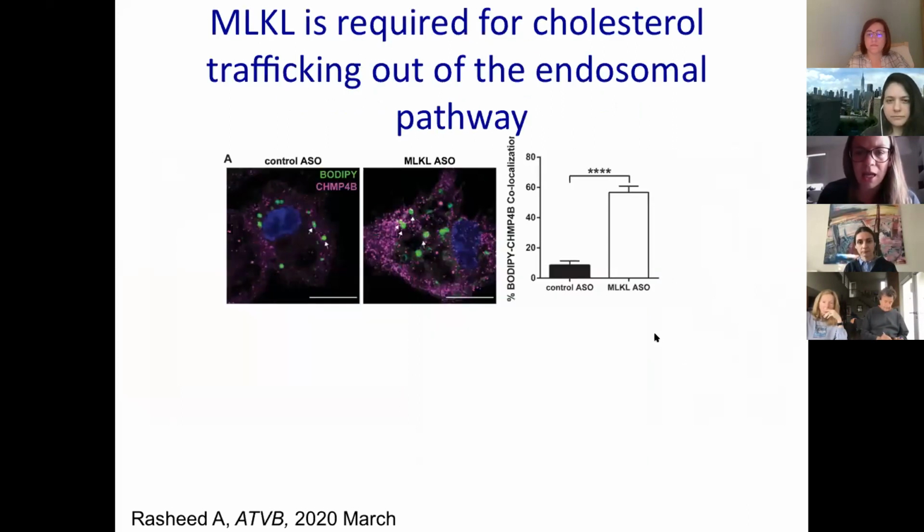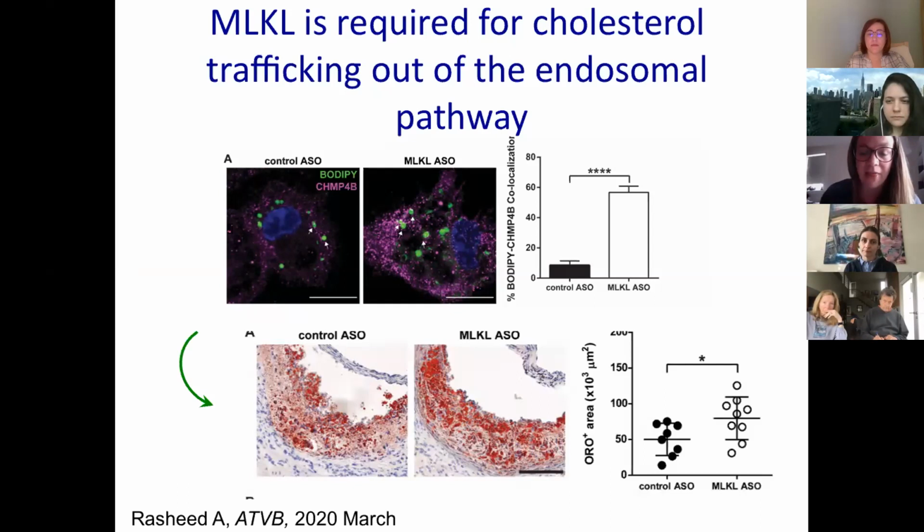So we think what's happening is that there's almost like a backup of these vesicles, and the actual lipids cannot traffic out of the multivesicular body endosomal pathway to then get to the ER and stimulate efflux and get to where they need to go. And that's why they get stuck. And that could potentially be why we're seeing this excessive Oil Red O in the plaque itself. So we think these are the mechanisms that are really contributing.